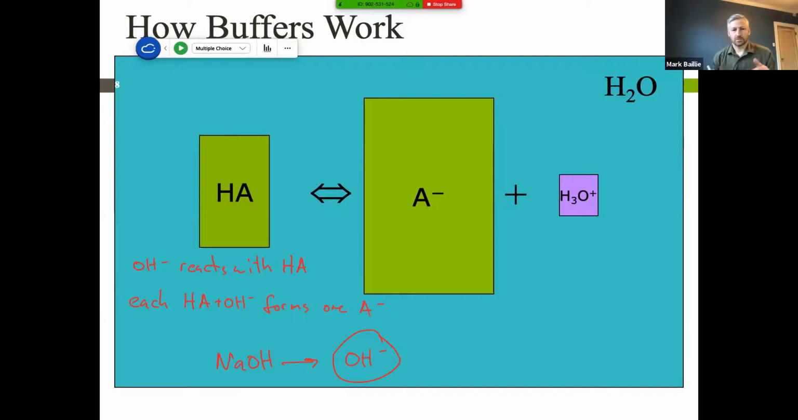So big picture, what Tracy said is that each hydroxide will react with one acidic proton in that HA. And then when it does that, each OH minus is essentially converted into a weak base. So when we're talking about a buffer, what has a bigger impact on the pH of a solution: if we add hydroxide by itself, or if we add the same amount of a weak base? OH minus or A minus?